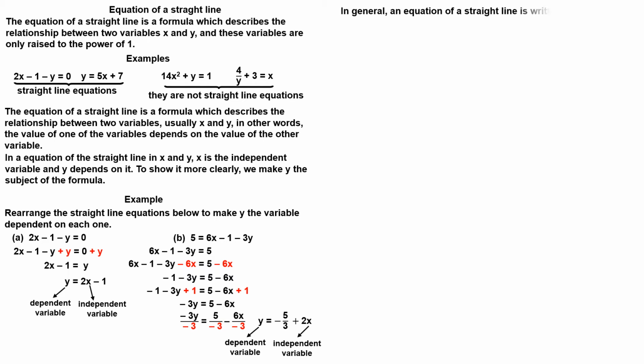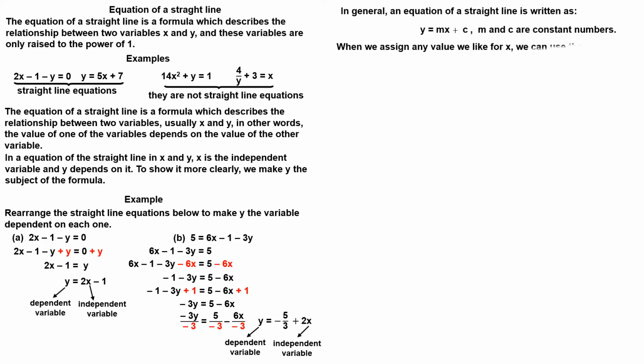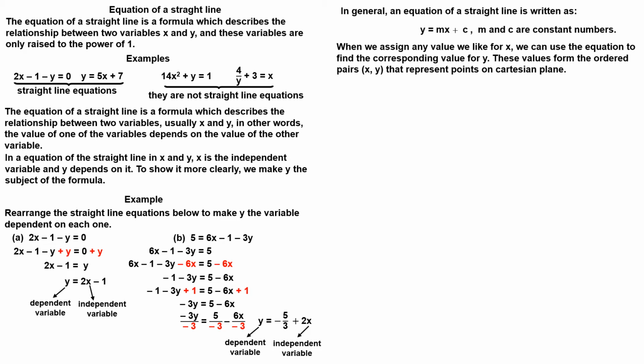In general, an equation of a straight line is written as y = mx + c, because this way makes it clear that x is the independent variable and y is the dependent variable. m and c are constant numbers. When we assign any value we like for x, we can use the equation to find the corresponding value for y. These values form the ordered pairs that represent points on the Cartesian plane. Let's see how it works.